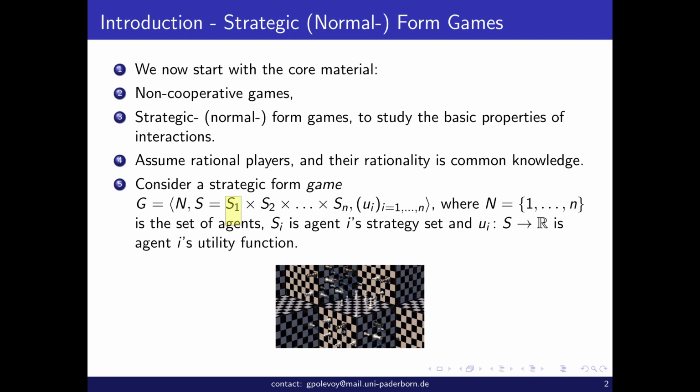We assume that all this exists, so we already assume that's granted, where a utility function of agent i is a function from the set of strategy profiles S to the real numbers. So given the realized strategy profile, the utility of a player is basically a real number which tells how much agent i enjoys that profile.